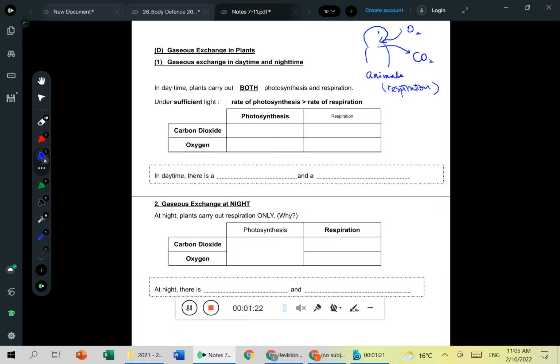Okay, so the type of gas going in and out of an animal is so easy to understand because animals only carry out respiration. So we always need oxygen, and we always produce CO2 that we want to remove. So therefore, the type of gas going in and out of an animal is easy. Can you now understand why plants are more complicated?